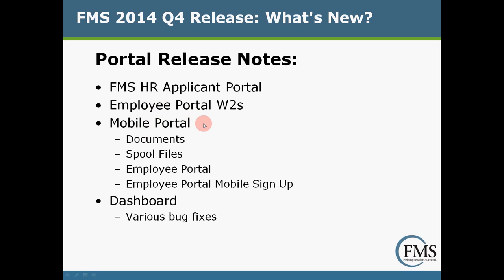Basically, the mobile portal in the past was only able to show documents from the dashboard itself. Once you enabled the dashboard reports as a mobile report, you could log in with your mobile device and see those reports. We've now updated that to include the documents, spool files, and employee portal and mobile sign-up tabs. So let's take a look at some screenshots of those.